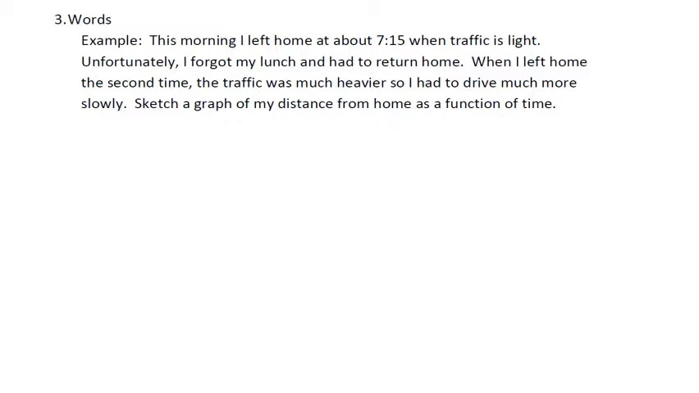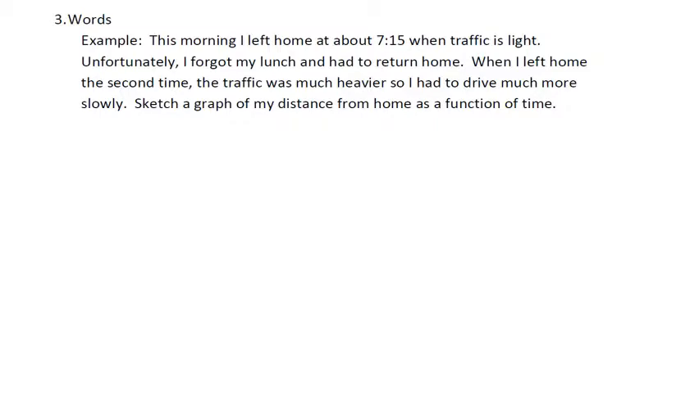Sometimes we see functions presented to us verbally. This is a good example of a verbal description of a function. About my trip to work, I left home at about 7:15 when traffic was light, but I'd forgotten my lunch, so I had to turn around and go back, and on my way back there was much heavier traffic, so I could not move as quickly. I had to go more slowly.